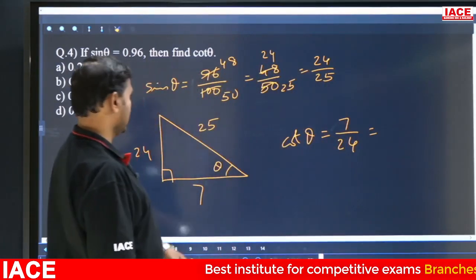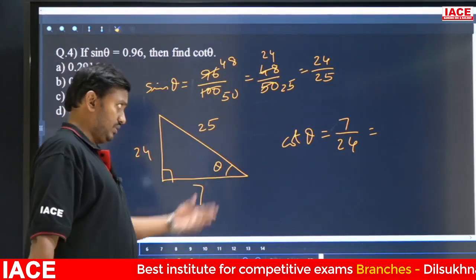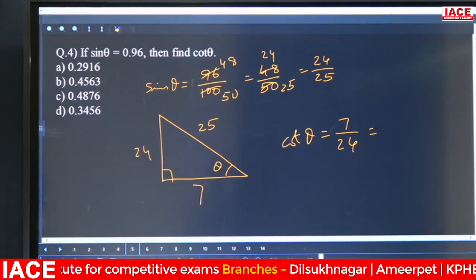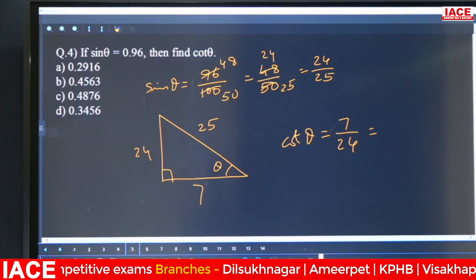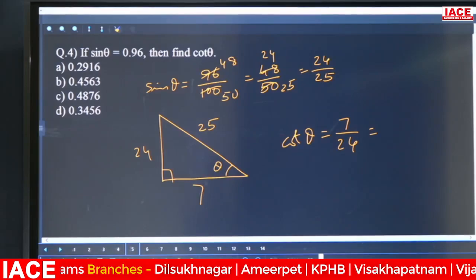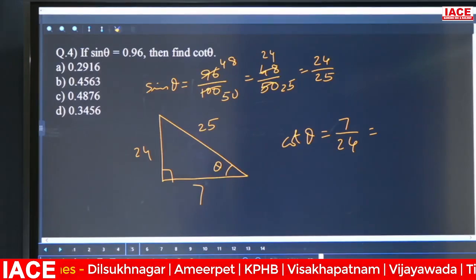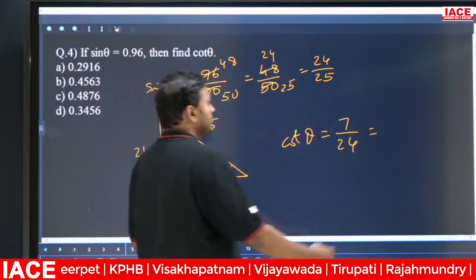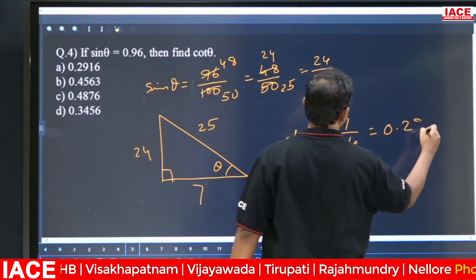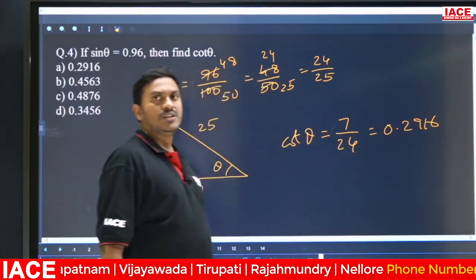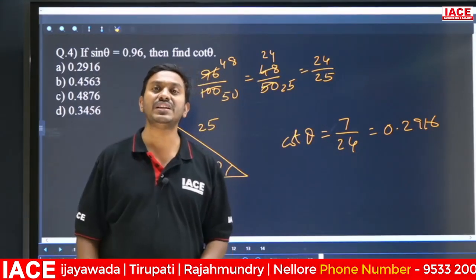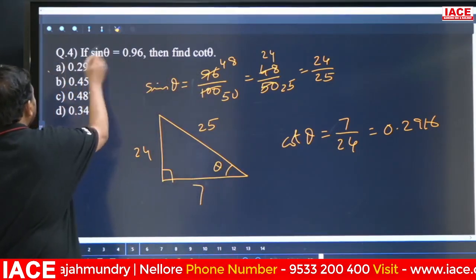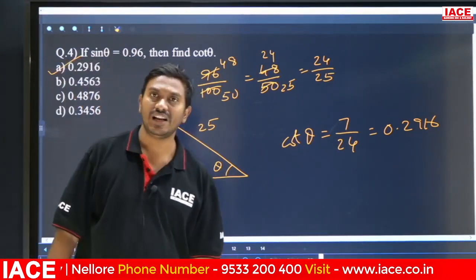So again he is asking in fraction, decimals. You have to divide 7 divided by 24. So 0.2916 approximately. You have to divide, that's it. So actually 7 by 24 is the answer, but he is giving in decimals. So what is the answer? 0.2916 is the right answer.